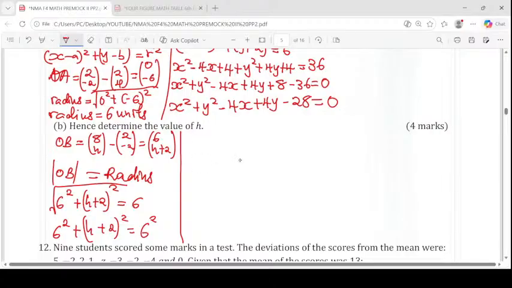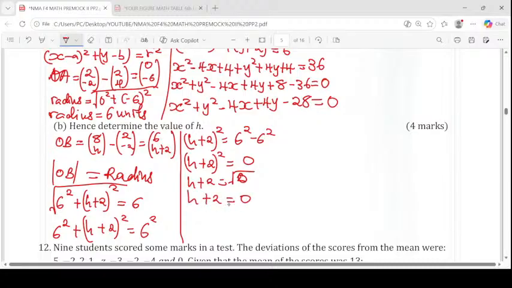Let me be systematic. (h plus 2) squared is equal to 6 squared minus 6 squared, which is 0. To remove the square, you square root both sides. So h plus 2 is equal to the root of 0. This means h plus 2 is equal to 0. Therefore, the value of h is negative 2. The value of h, ladies and gentlemen, is negative 2 for that particular question.